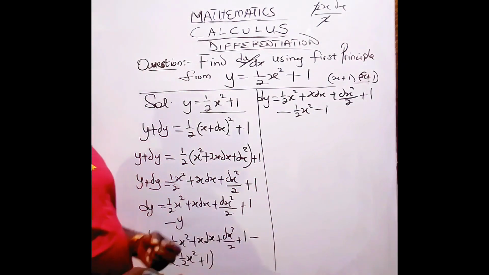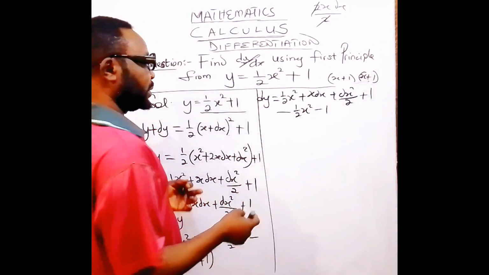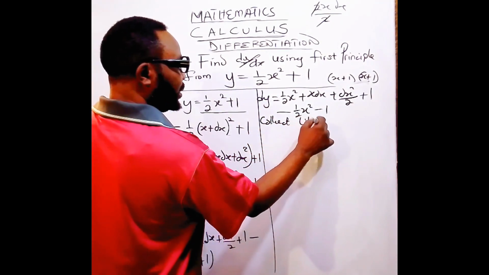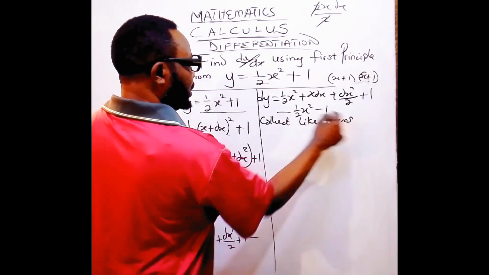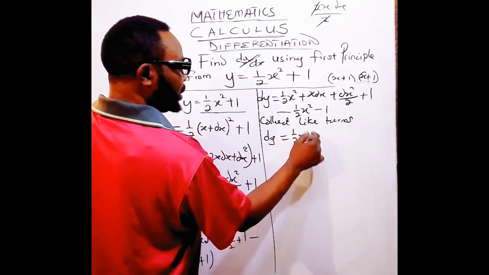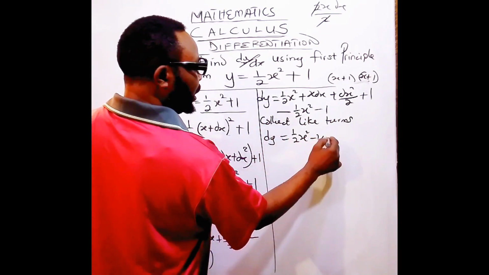So the next thing you do here is to collect the like terms. You can see that some terms look alike there. So collect the like terms now. So we're going to have y equal to half x squared, then you have this one again here, minus half x squared.